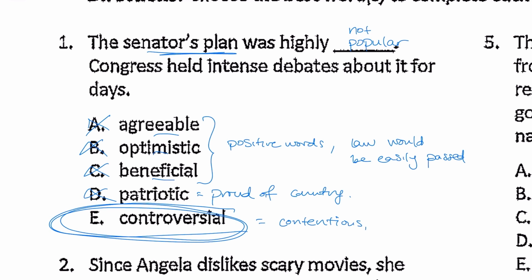So that means that it's not really easily passed. You can debate about it. So some people like it, some people really don't. So it's not 100% popular. It will be something like 50-50. So half the people like it, half the people hate it, and then they start debating about it for days.